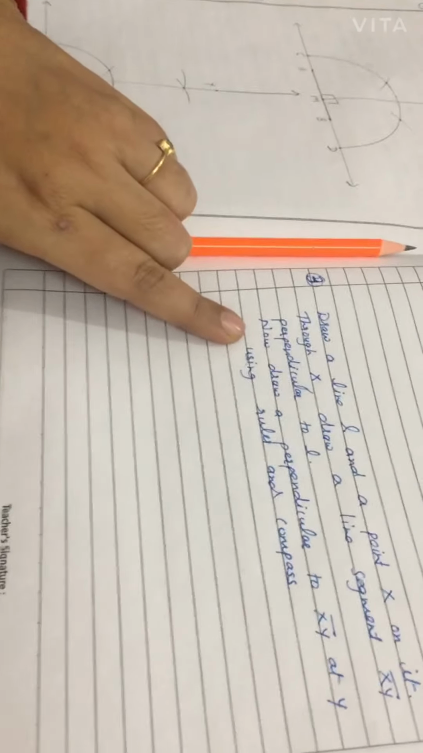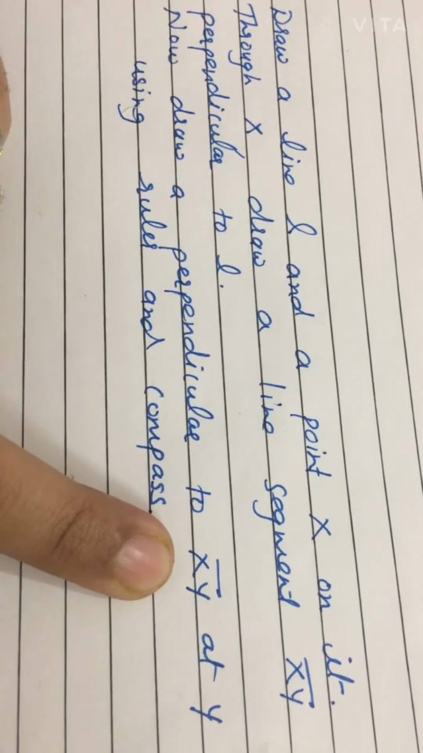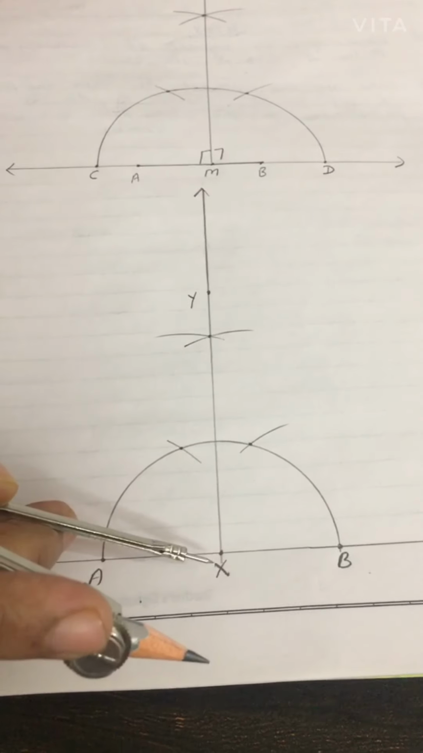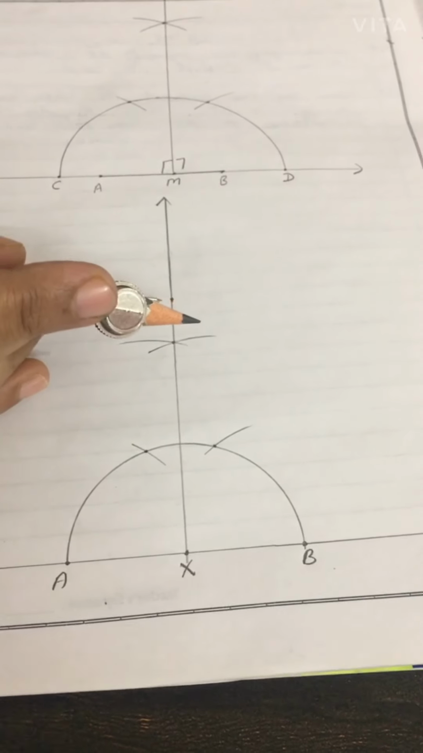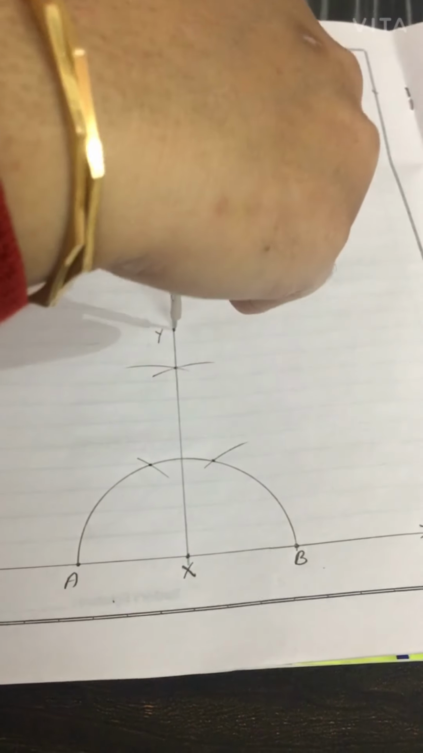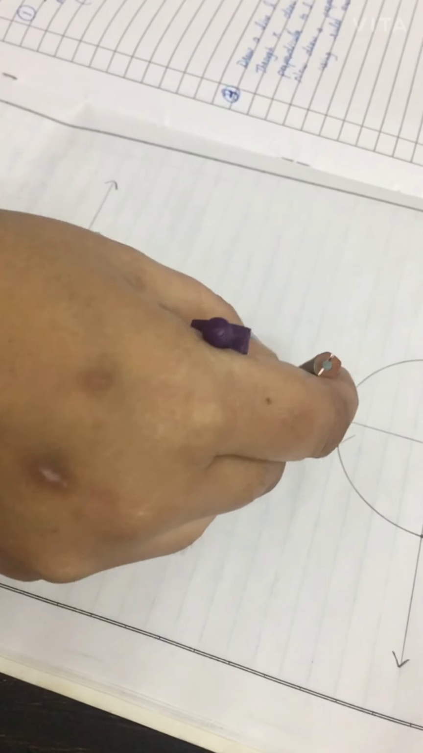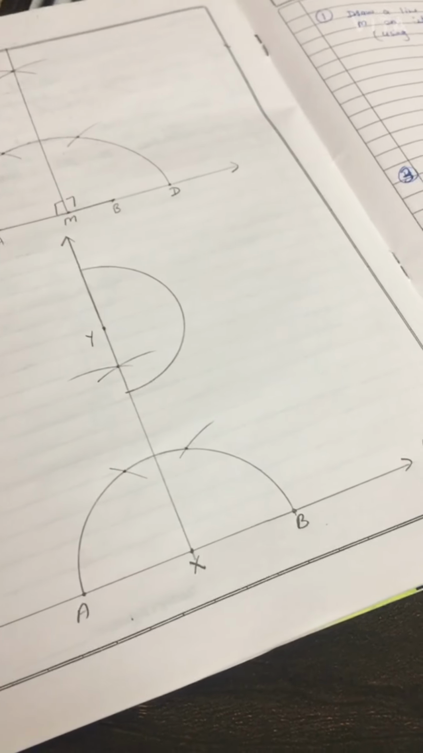Now students, what is next? Now draw a perpendicular to XY at Y using ruler and compass. Now rotate your file. This is your XY. Now we will draw a perpendicular to XY at Y, meaning it passes through Y. Now keep your compass on Y. As much as you want to open, you can open. Use the same process as we have used here. Give the arc.